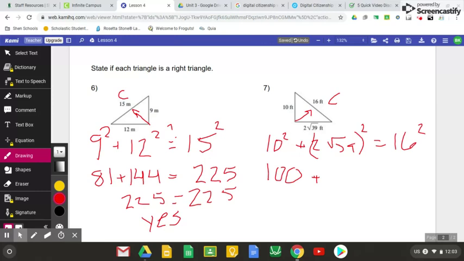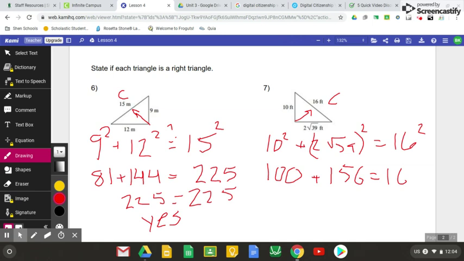Now notice I have 2 radical 39 squared, all of that being squared. So I take my calculator, and I do 2 radical 39. I hit enter. And then after I hit enter, I hit the square. So what comes down is ANS with a little 2 above it. That means I'm squaring that whole number. Because 2 radical 39 squared is going to get you 156.